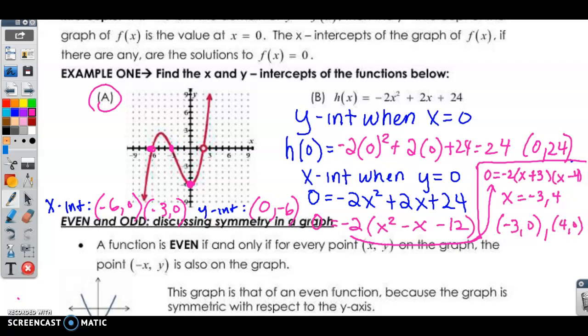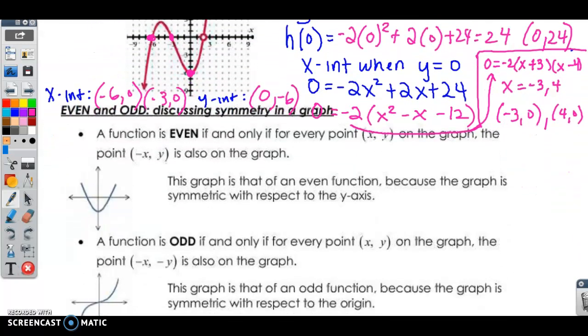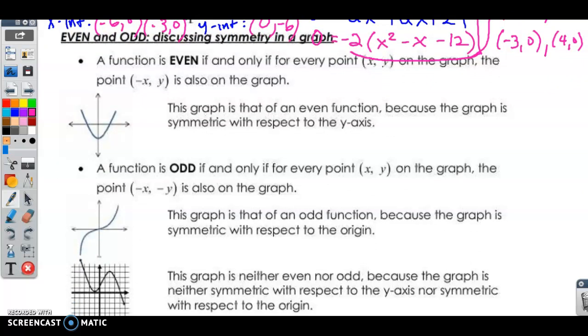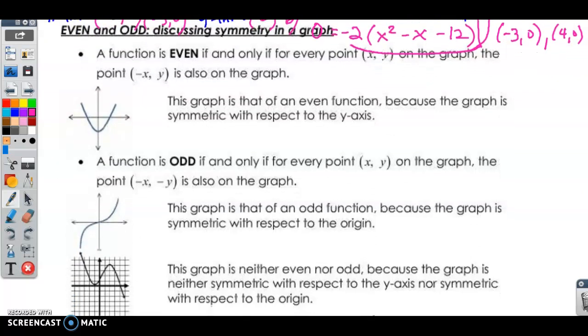All right, so we're going to discuss whether a function is even or odd. Basically it has to do with the symmetry of the graph. A function is even if the graph is symmetric with respect to the y-axis. So here's the y-axis right here. And if you can reflect one side over the other side, and it looks exactly the same on both sides, you've got symmetry with respect to the y-axis. That function is even.